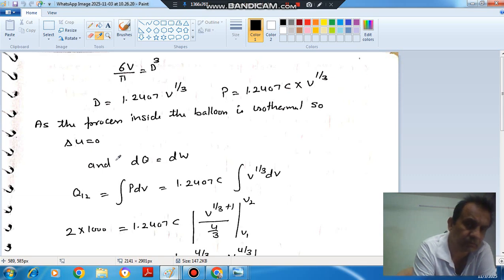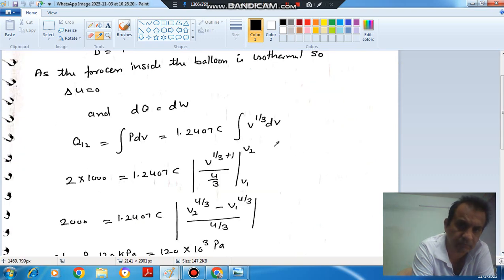So it means dQ is equal to dW, and if we integrate it, it will be Q1-2, where heat supplied is given as 2 kilojoules, so it is 2 into 1000, and work done is represented by PdV. So P is this value. After integrating between final volume and initial volume, we will get this. So the final volume is V2 and the initial volume is V1, and this will be an integral of V raised to 1 by 3. Okay, now we need the value of C.